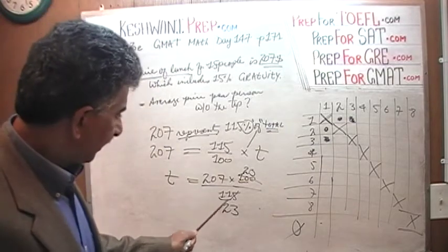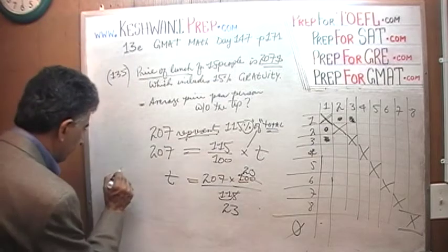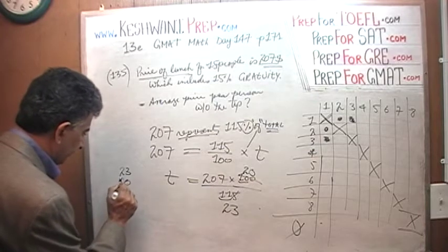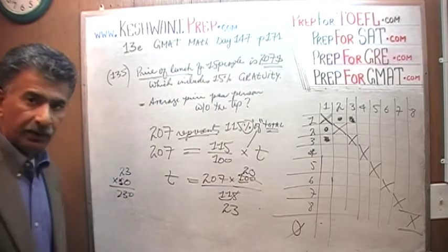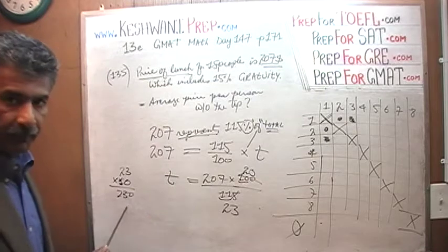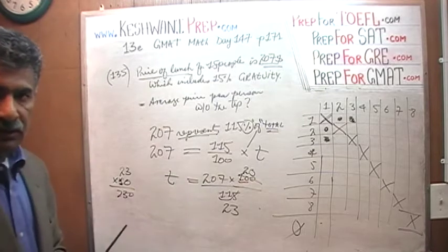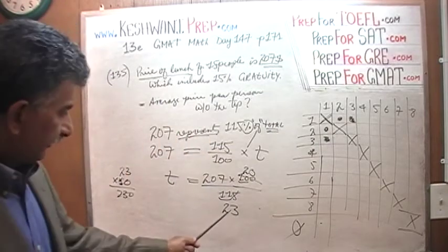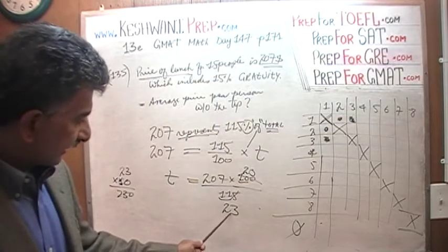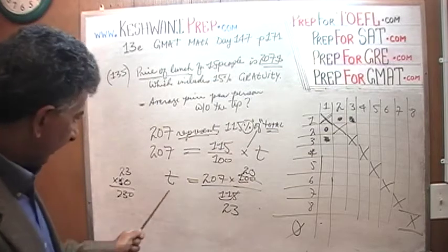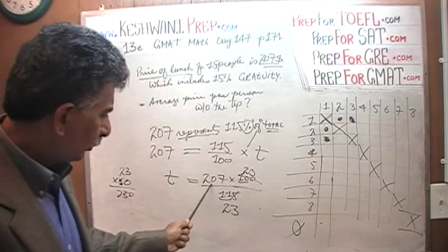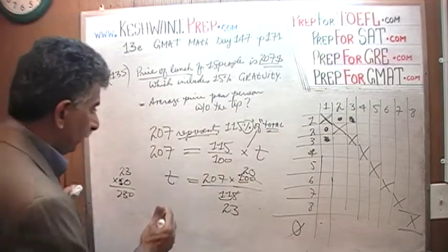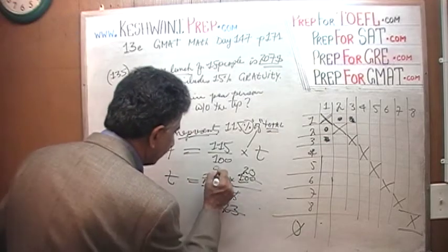Look at this here, 207 and 230. What do you notice? 23 times 10 is 230. These are some things that you have to train yourself to see right away like that. 230 is how much less than 207? The difference is exactly 23, which means 207 has 9 23s.